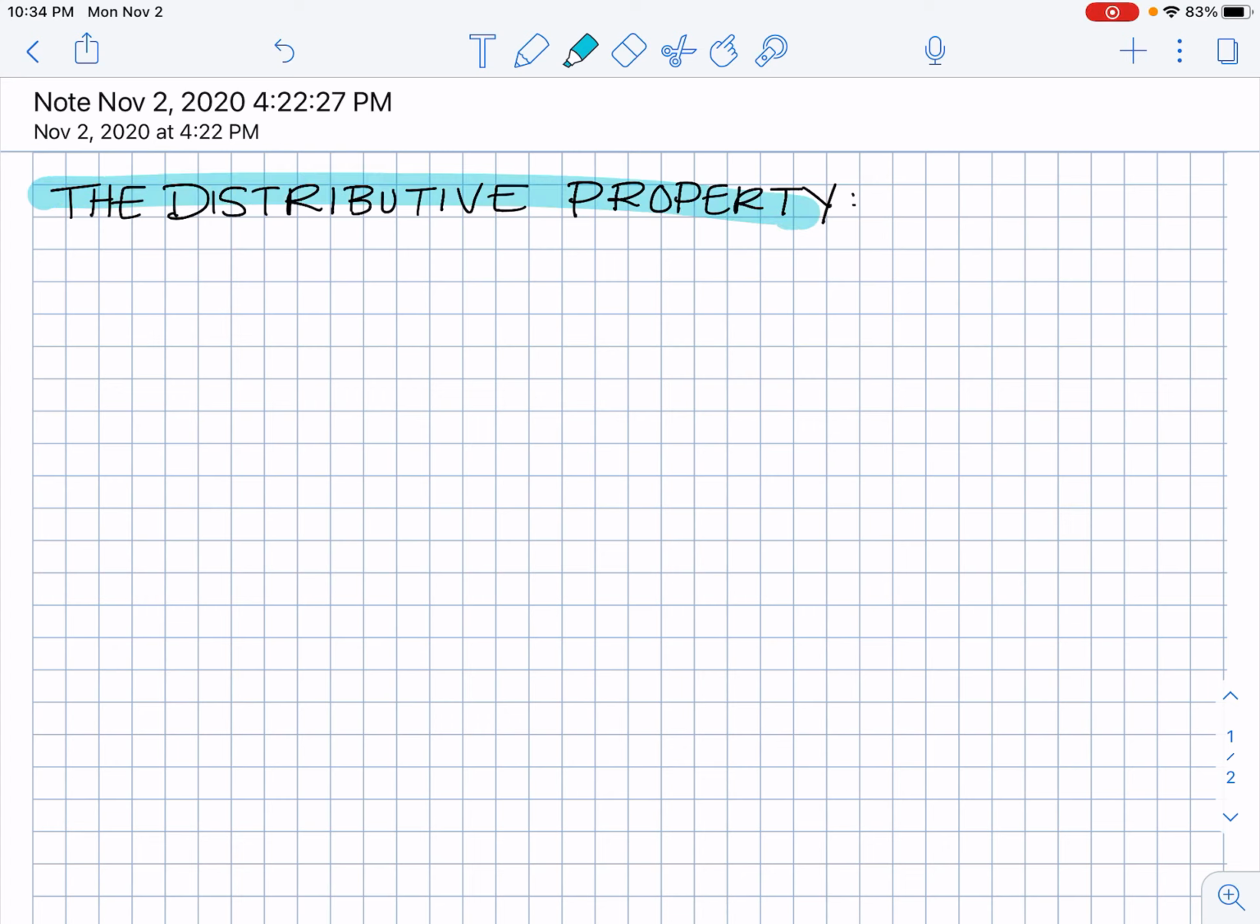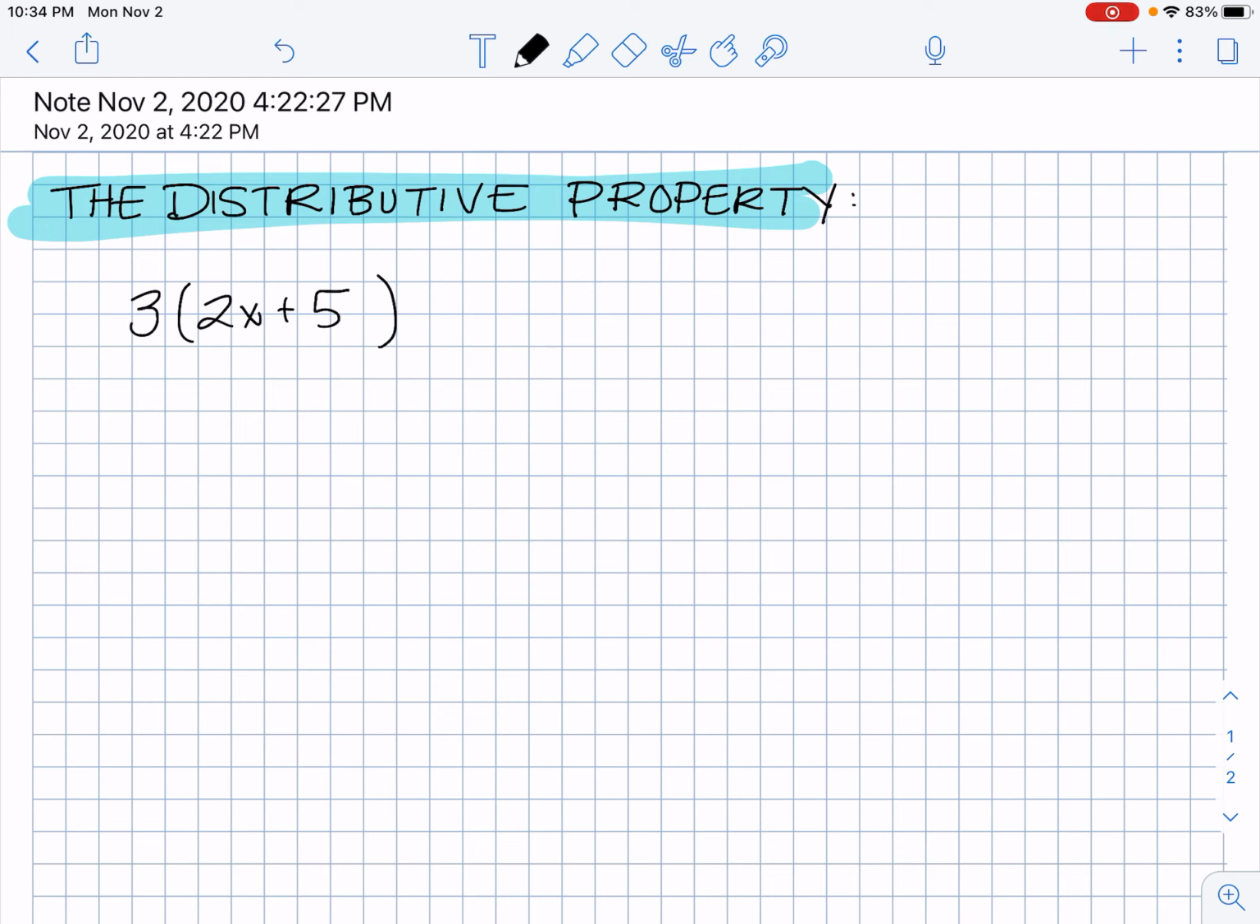Today we're talking about the distributive property, and this may be something that you have actually already studied in Algebra 1. That's great. We're going to start with a review and then we'll move on to some things that you may not have studied. So let's say we're going to take a problem like 3 times (2x plus 5).